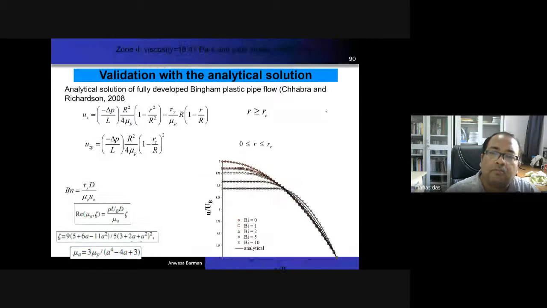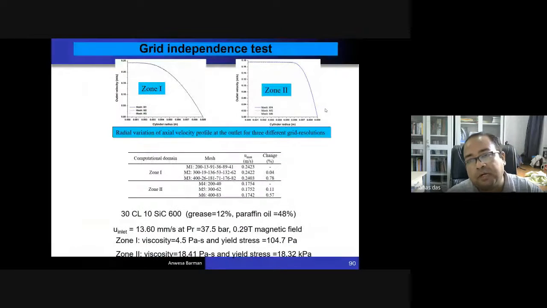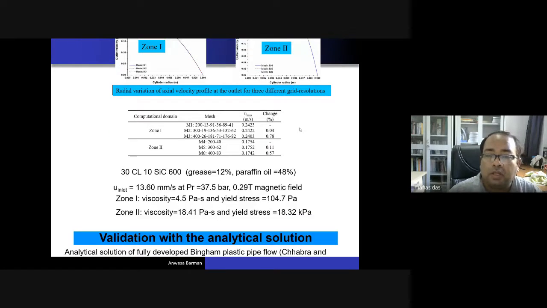Here the magnetic property and fluid property we have given, the fluid viscosity and yield stress, we have taken from the rheological experiments we have done. From there we developed an empirical equation giving, at what concentration and what magnetic field, what should be the yield stress and viscosity. From that input we have given the yield stress and viscosity.